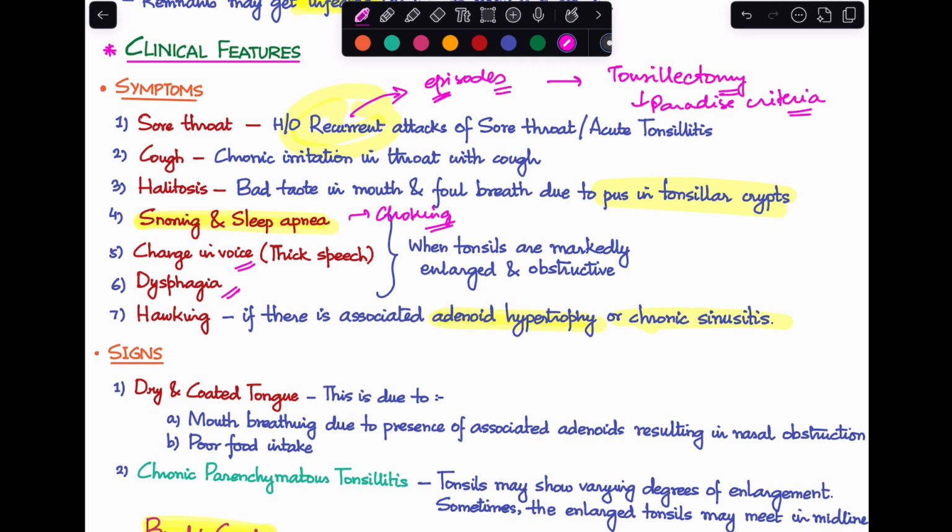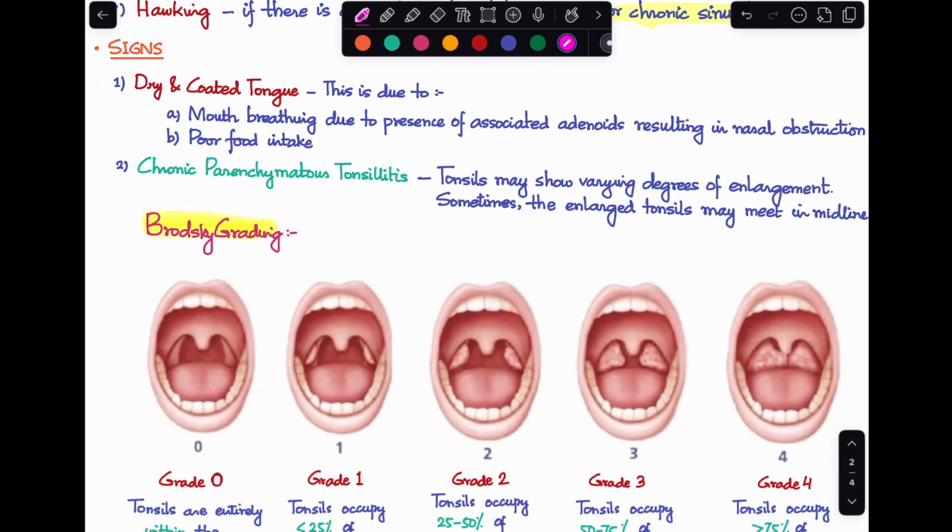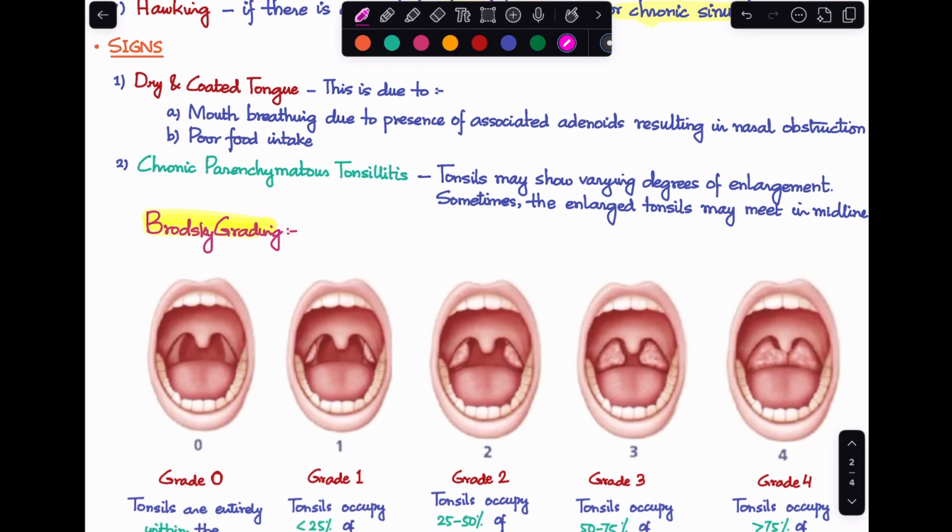So these are all the different symptoms that your patient will present to you with, what they'll complain to you with. Next, let's talk about the different signs. Now, coming to signs, when you first examine the oral cavity, you'll see that the patient most of the times can end up having a dry and coated tongue.